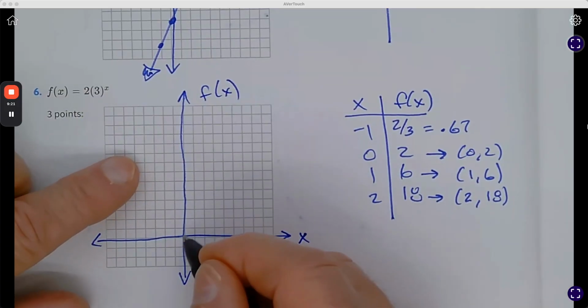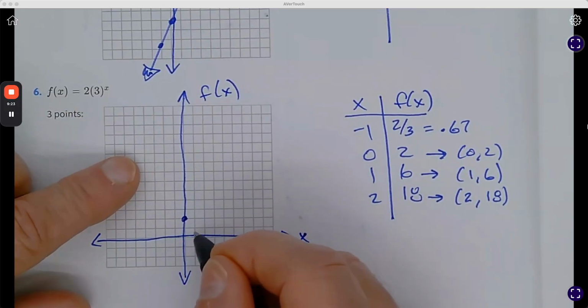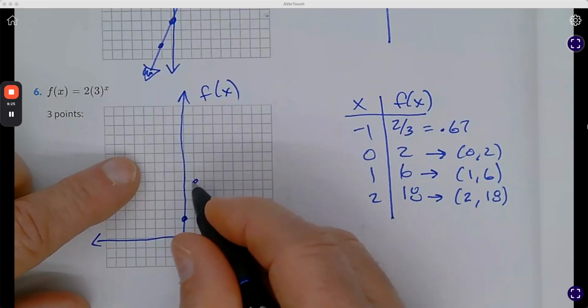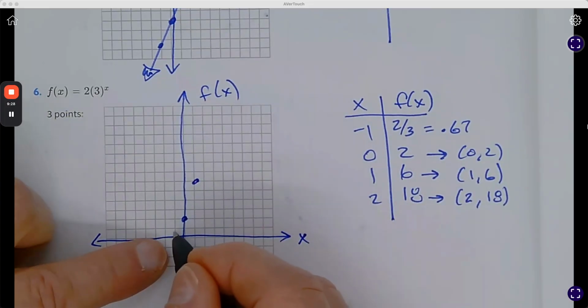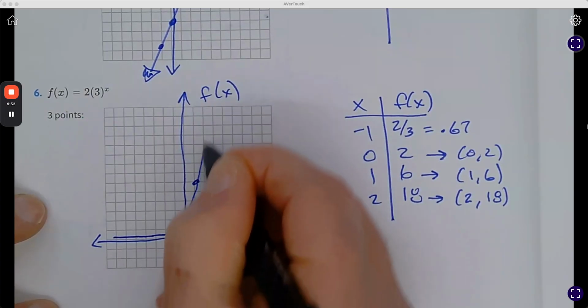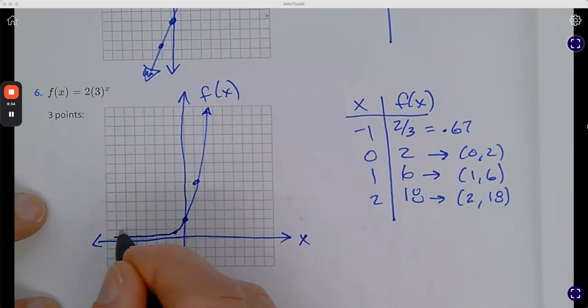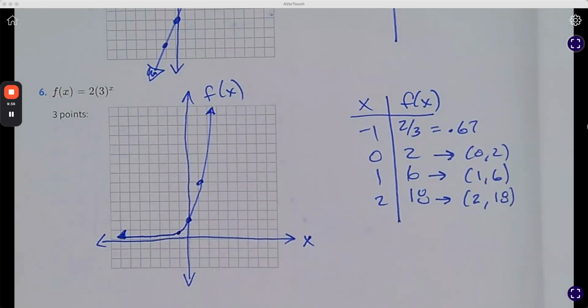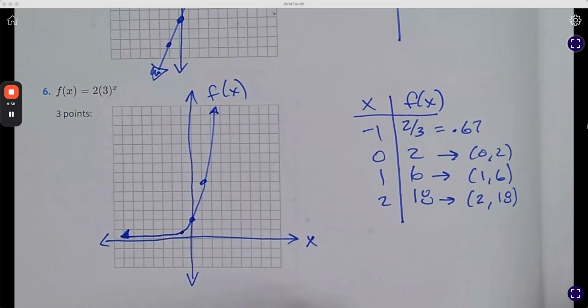0, 2, 1, 6, negative 1, and about 2/3. And this graph goes like that. Woo, that is done. Okay, let's move on.